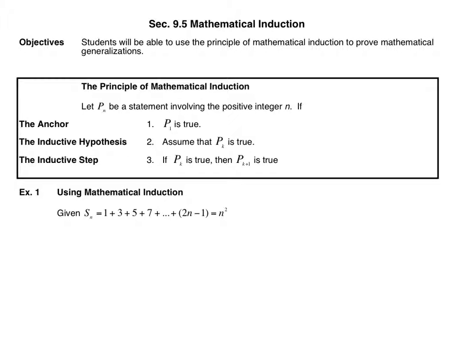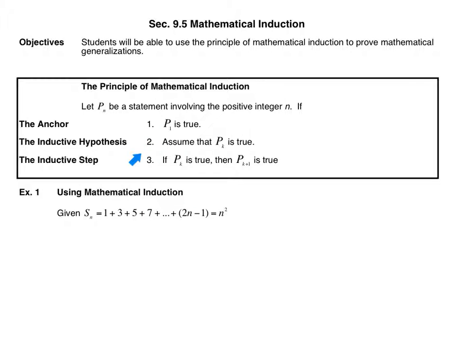So you're going to see these are your three important steps here. We've got step 1, which is called the anchor. And we just have to prove, and we'll go through all of these with 3 different examples, prove that P sub 1 is true. So we're going to prove that the very first term in the sequence works for the pattern that they give you, or the rule or the function, however you want to call that.